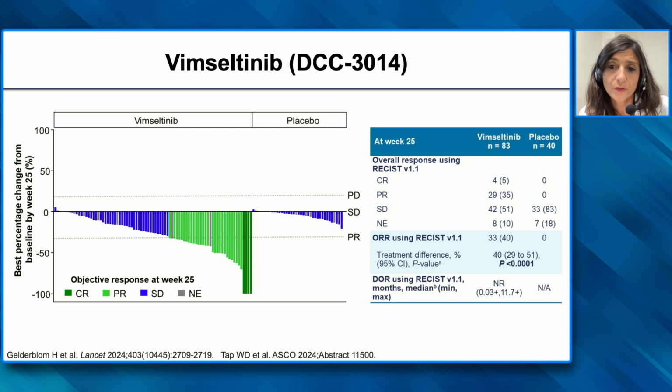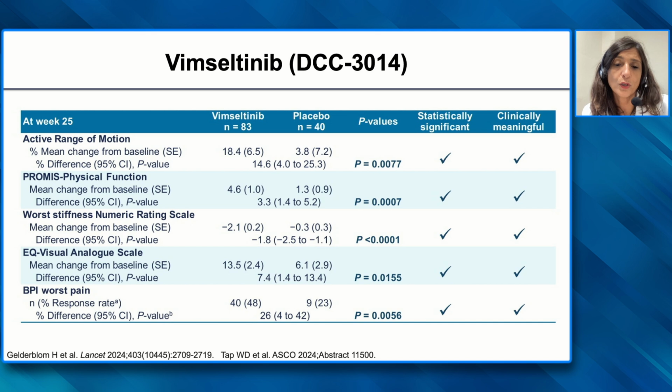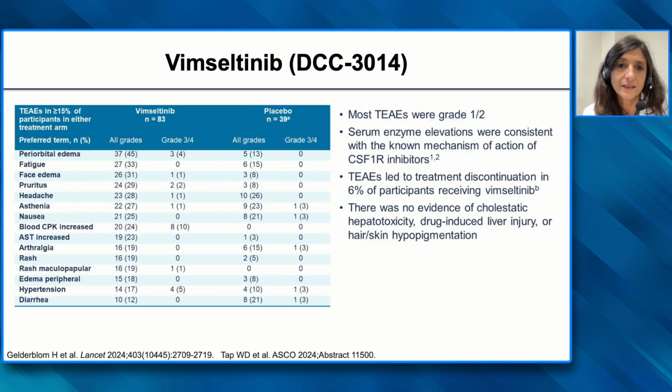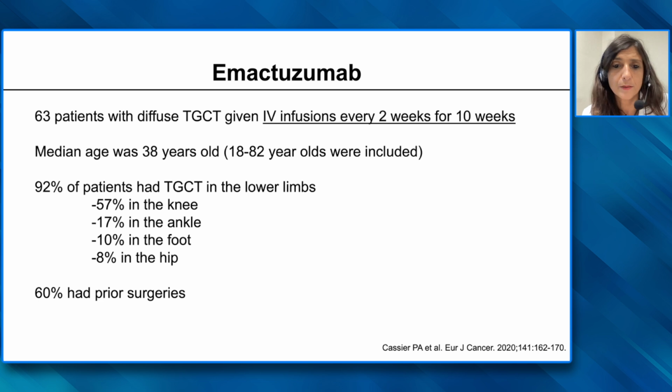The overall objective response this time was 40%, so very similar to pexidartinib, and the duration of response was also quite good. As I said, the most important responses in tenosynovial giant cell tumor are patient-reported outcomes, and as you can see, the drug significantly improved pain, function, and stiffness. Based on this, it will also be submitted to FDA and EMA. The side effects, as I said, are confirmed: mainly hypertension, periorbital edema, and fatigue, and an increase of AST, but not hyperbilirubinemia so far.